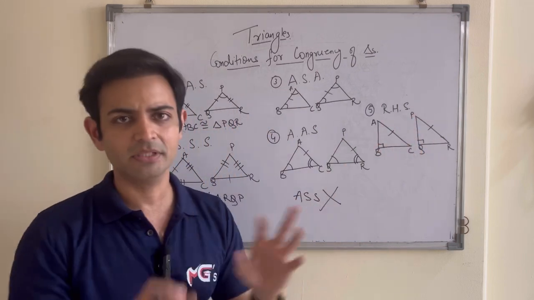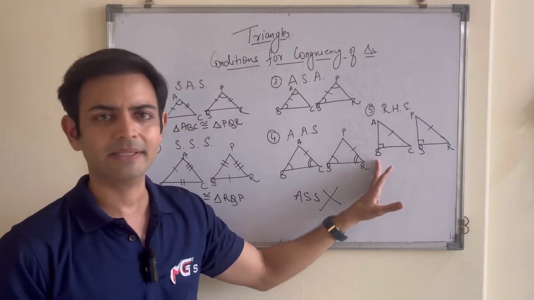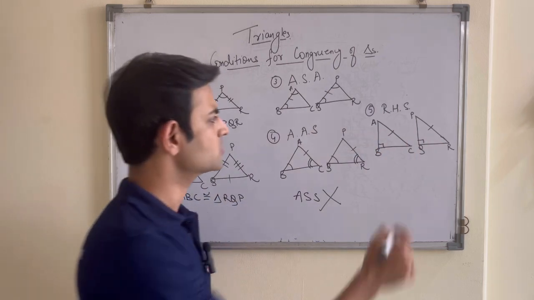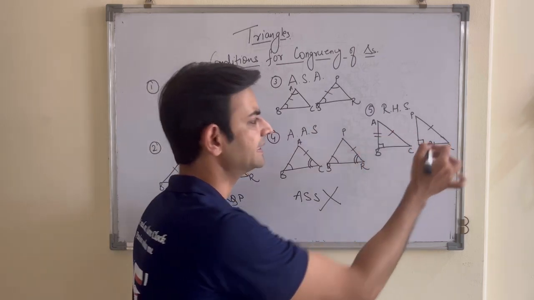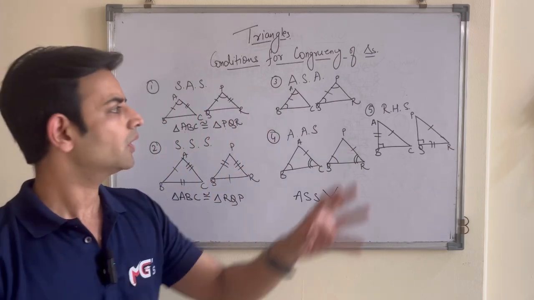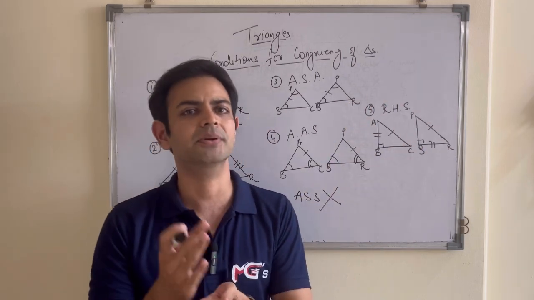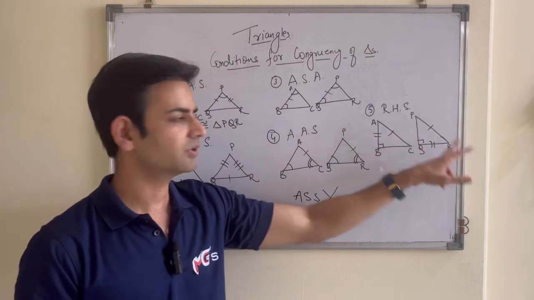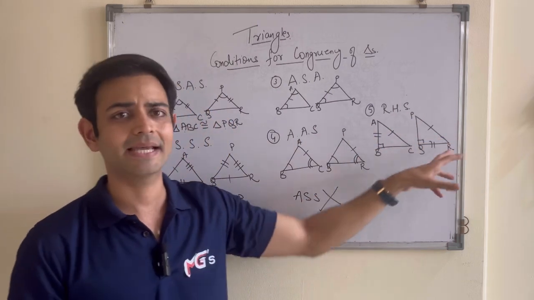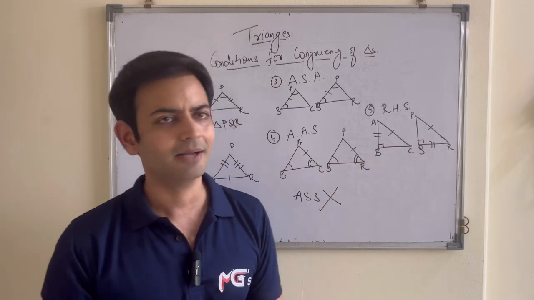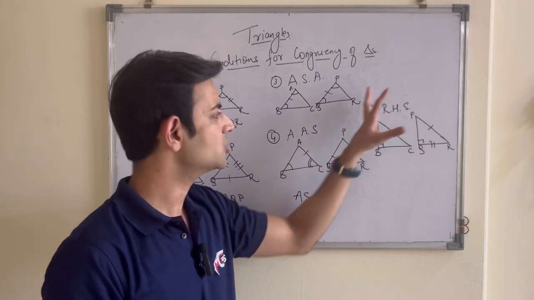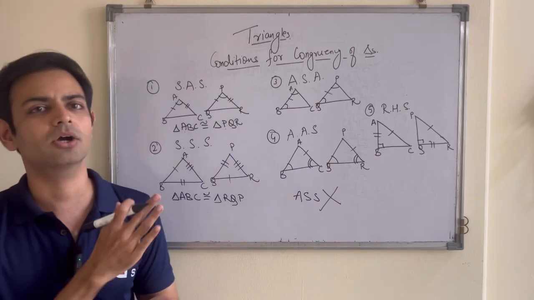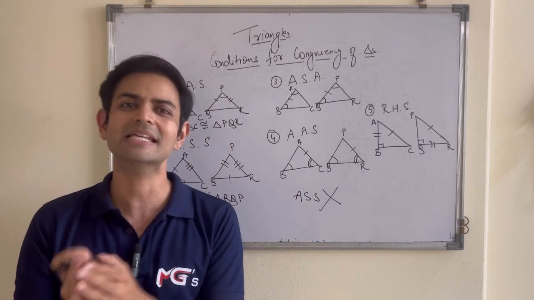So these have to be the fixed things. Angle B, that is my 90 degrees, and the hypotenuse are fixed. Now you can choose any side. So I can have this side and this side also as equal. So RHS is right angle, hypotenuse, side. The right angle has to be the same, both hypotenuses have to be the same, and any of the sides. If they satisfy the criteria, then we can say RHS is applied and triangles are congruent. So this is how you can apply these five congruency criteria to your questions and get the answer.